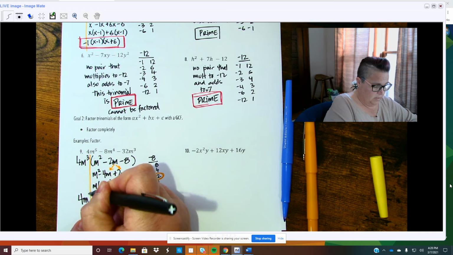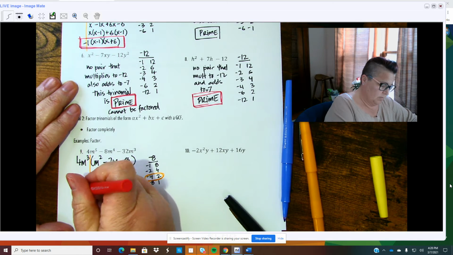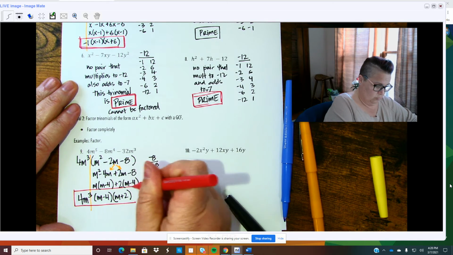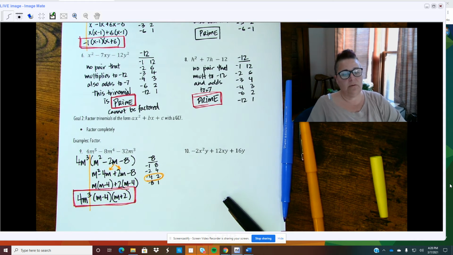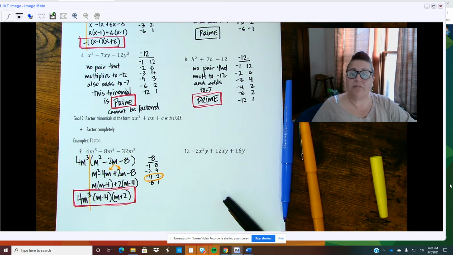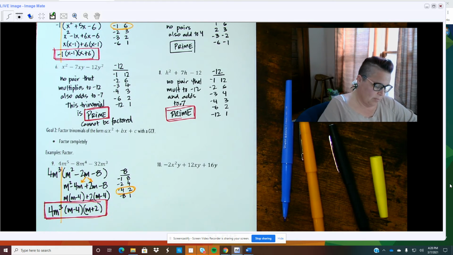Bringing my 4m cubed back down, I've got a full-on factorization of 4m cubed, m minus 4, m plus 2. Beautiful. Okay. If I want to check it, I can multiply all that back, but at some point, you decide to do a crapshoot. All right. Let's look at problem number 10.